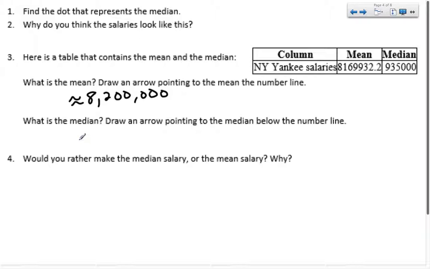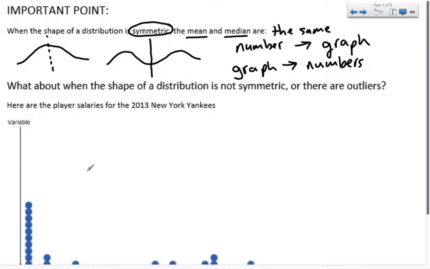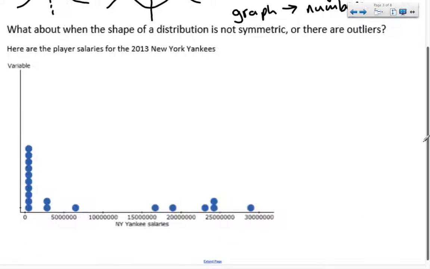Okay, and then the median would be approximately 935,000. Because as you can see, the median right here is 935,000. So when we're comparing the mean and median, as you can see, those two numbers are way far apart. Because they're so far apart, we know that there is not going to be much symmetry, if any symmetry at all, in this graph. So when we look back to the graph, it's no surprise there's absolutely no symmetry here.